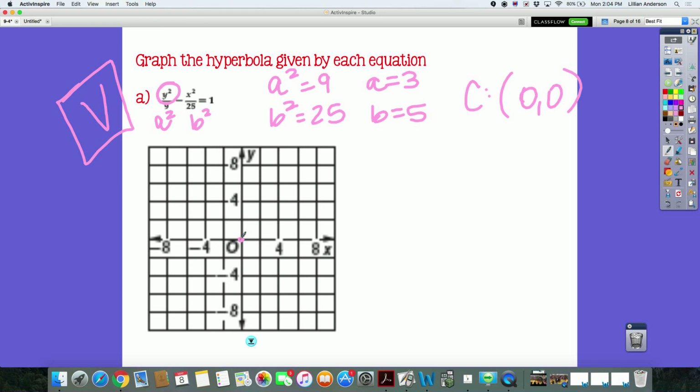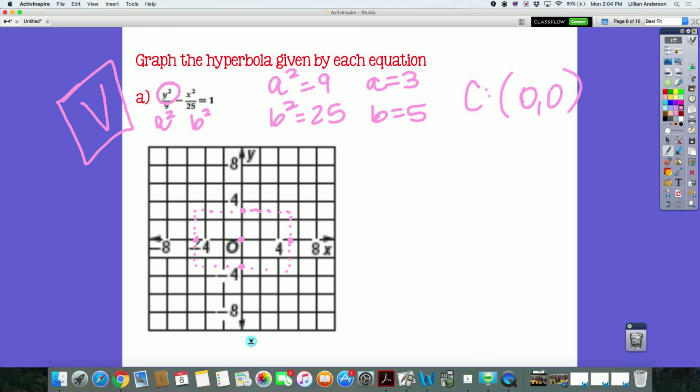So from the center, since it's vertical, I'm going to go up 3 from the center and down 3 from the center. That's going to be one edge of my box, my rectangle. And then from the center, I'm going to go 5 to the left and 5 to the right. From here, I'm going to create my rectangular box. This box is basically just used as a guide, so then that way you can graph your hyperbola.